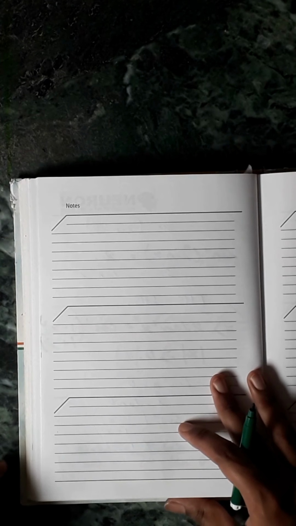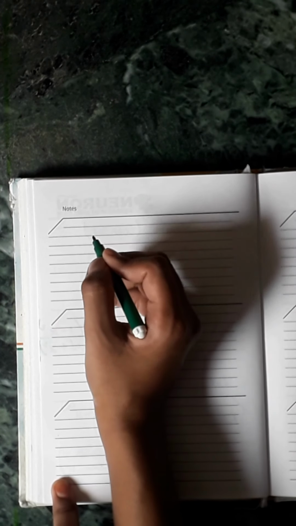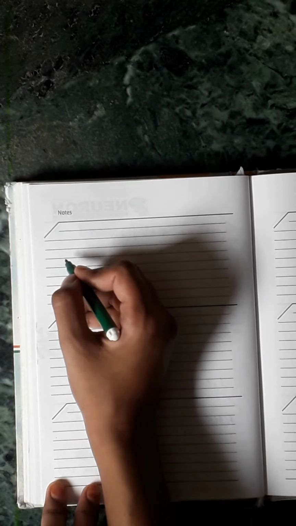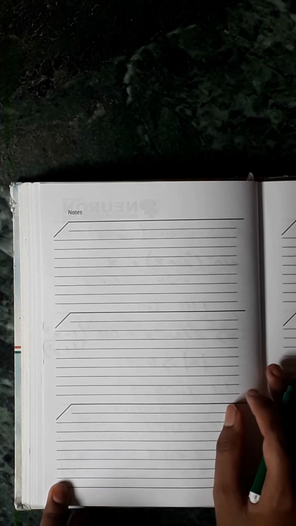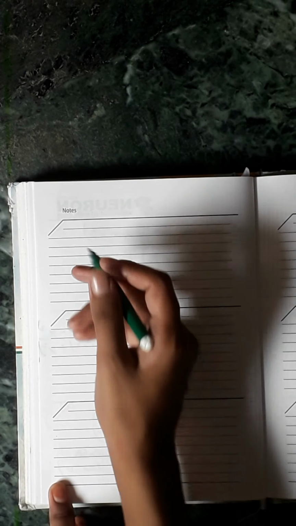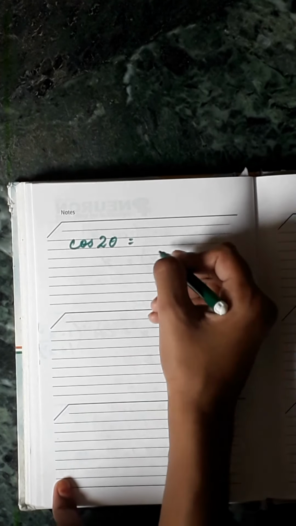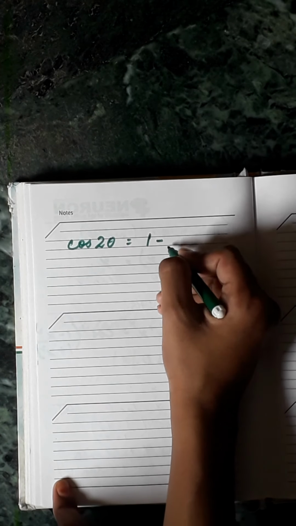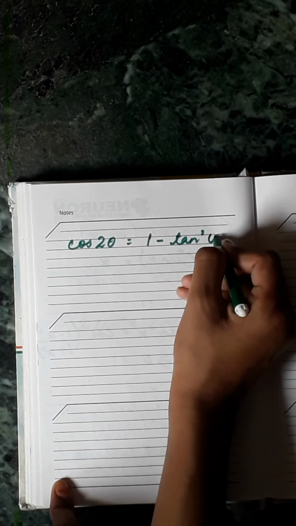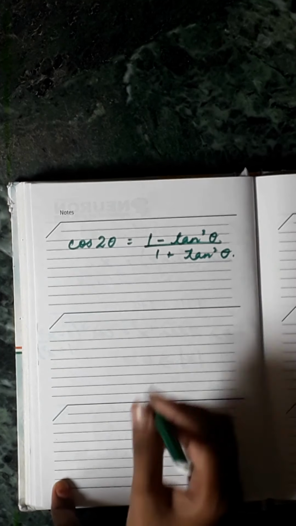All the properties used in the proofs, all the identities which I am using in these proofs, are those which you must have studied in class 11th. So are you seeing? Revision is very important. Keep revising your previous class courses as well. So what is the identity? Cos 2 theta is equal to 1 minus tan square theta upon 1 plus tan square theta.